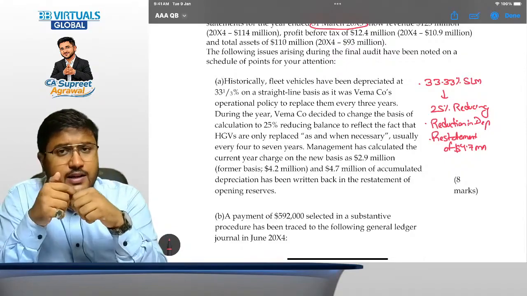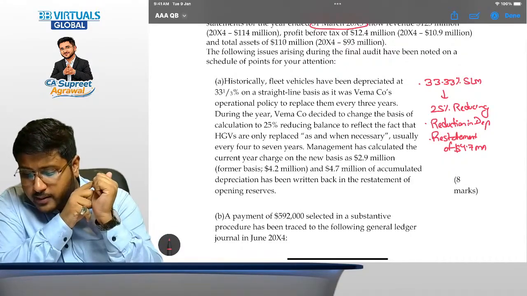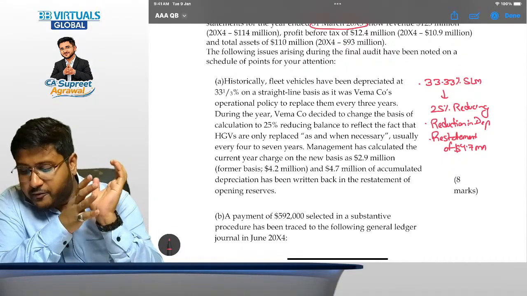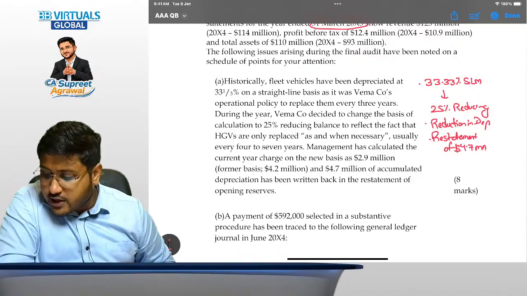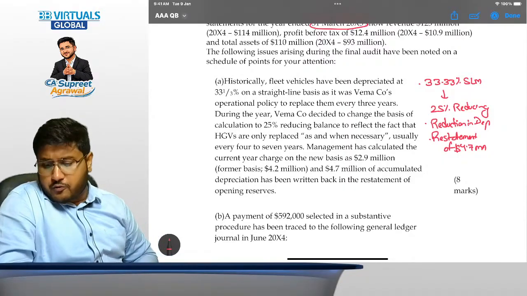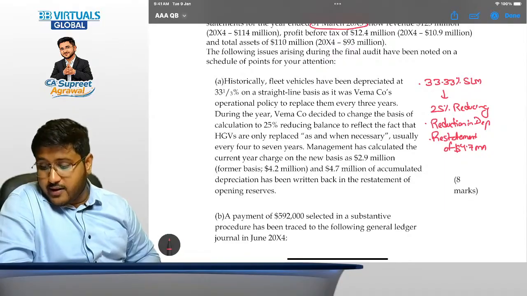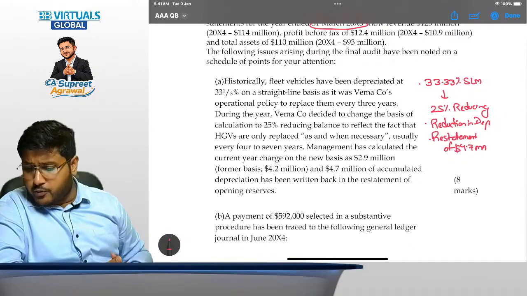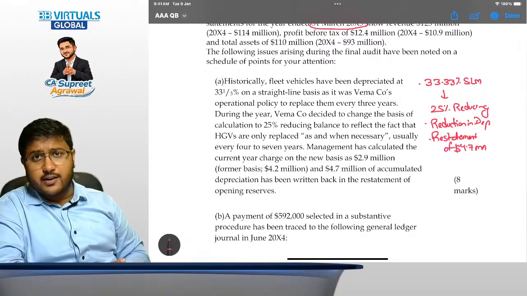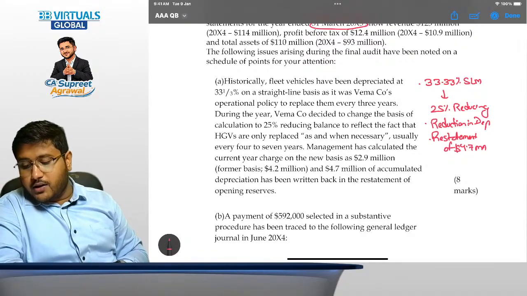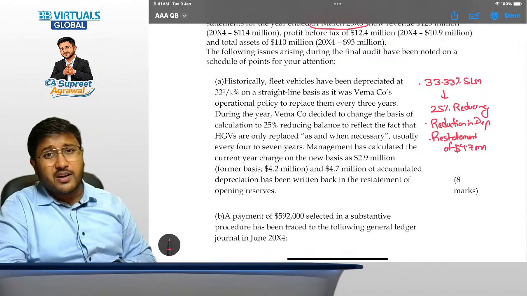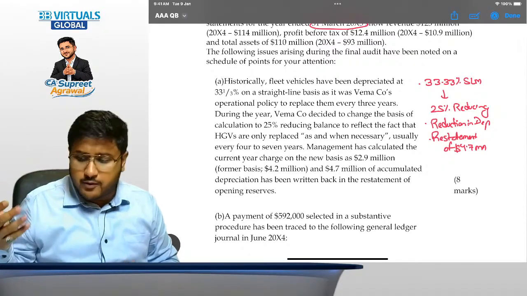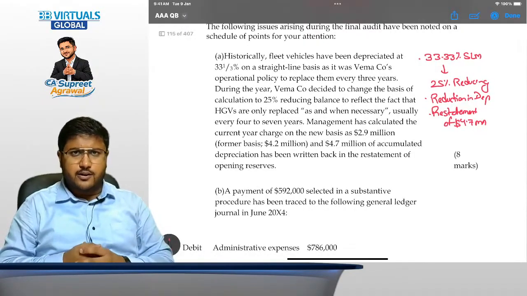Now, is this material? Yes, this is material because the specifications say the current year charge is $2.9 million, against the former basis of $4.2 million. So the difference is $1.3 million. Is that material? Yes. If you compare it with the profit before taxes, it is material. When we talk about $4.7 million of accumulated depreciation, is this material? Yes, this is also material compared with the total assets. So that is the matter that you should consider.